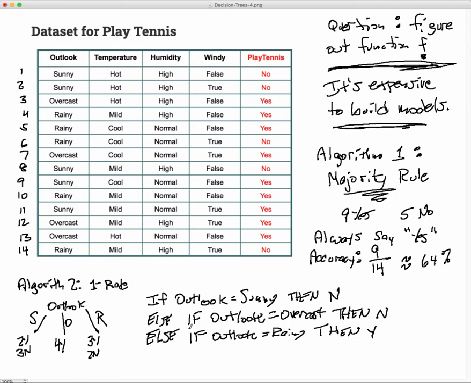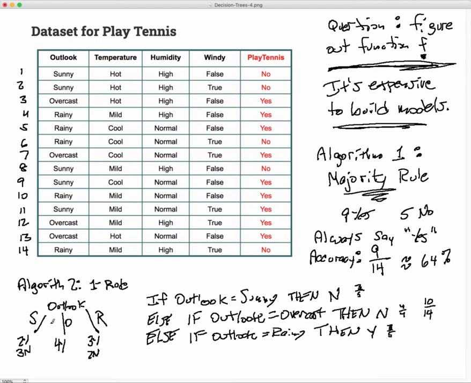Okay? And what I want you to note is that over here, this was correct 3 out of 5 times. This was correct over here 4 out of 4 times. This was correct over here 3 out of 5 times. So the accuracy of this rule that I just wrote is 3 plus 4 is 7, plus 3 is 10. So that means I got it right 10 times. The accuracy is 10 out of 14, which is better than I got with majority rule. Is everybody okay with that?